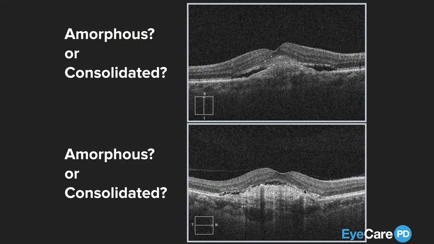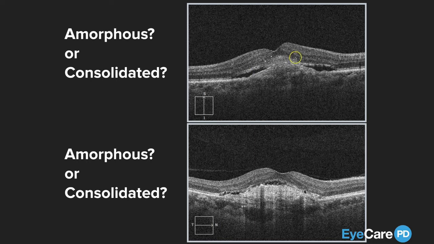For those of you saying, boy, David, that's really subtle, let me show you a few cherry-picked examples to help build up your confidence in understanding and being able to readily locate subretinal hyperreflective material. So, step 1, find the subretinal hyperreflective material. Step 2, tell me if it's amorphous or consolidated. I'm going to give you a hint. On each of the next few slides, there's only one image that's amorphous and one image that's consolidated.